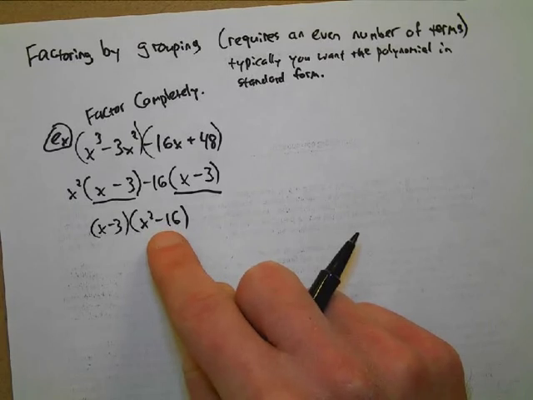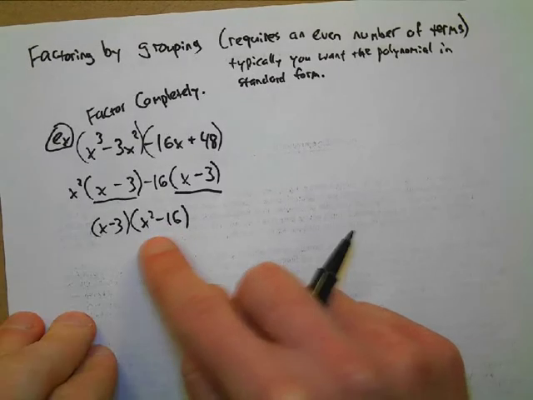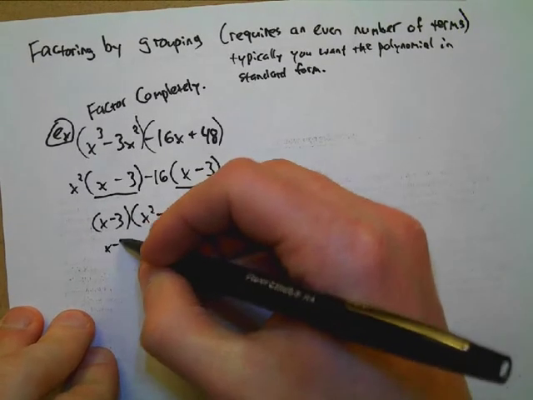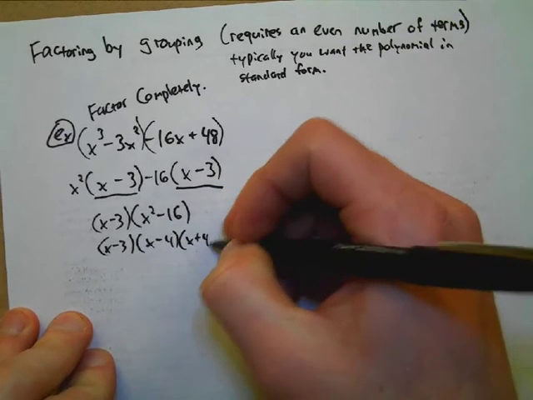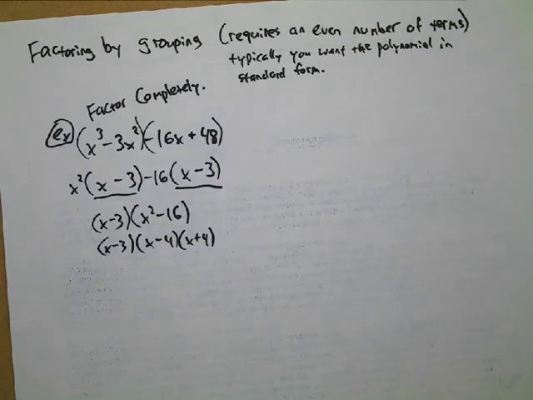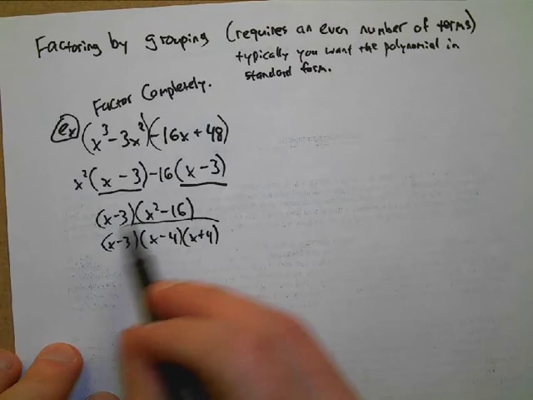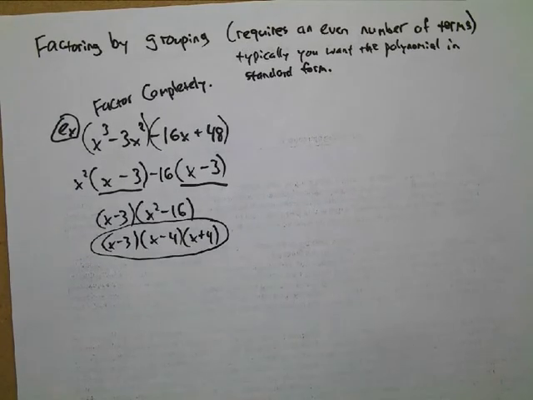In this particular case, we resulted in a difference of squares, which further factors to x minus 4, x plus 4. So again, be on your toes there. Always ask yourself, can I factor further? Yes, in this case, because the directions say factor completely.